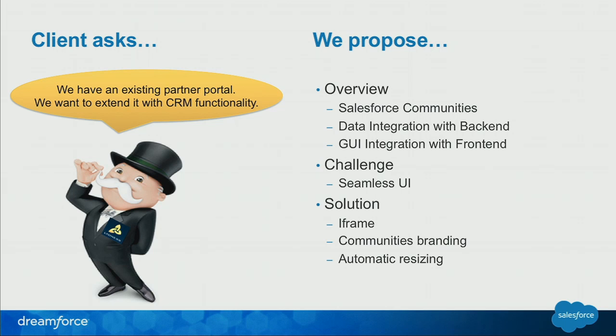We have done a lot of projects where we had to integrate data. But this was the first project where we had to do this kind of seamless UI integration, where the community should really look like it's part of this external portal and not some third-party system. So our solution was to go with an iframe inside this external portal to display the community and use the community's branding to give it the look and feel of the external portal, so the user thinks it's really the same system. And we've also applied a small trick for automatic resizing, which I'll show later on.